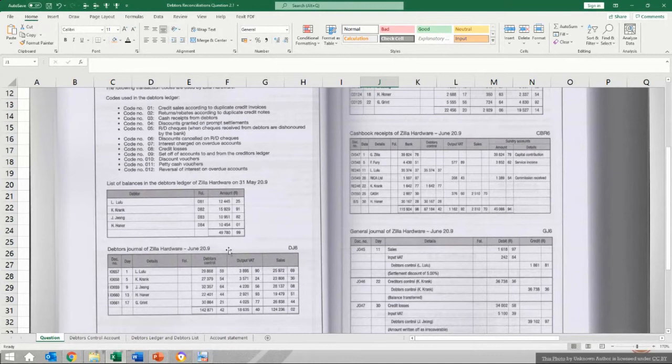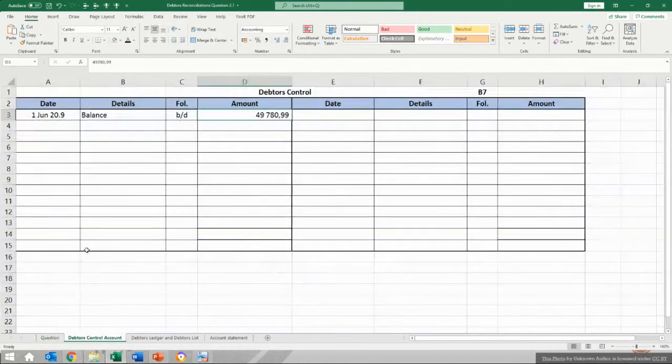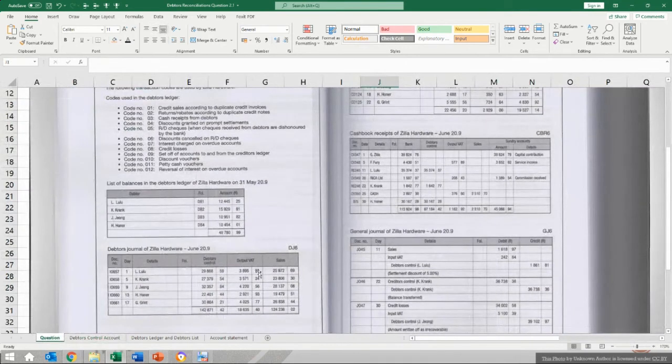So that means our debtors control account will actually be increased by that amount from our debtors journal. So it's sales and VAT. Now, why do we say it's sales and VAT? We look at what the other columns are.